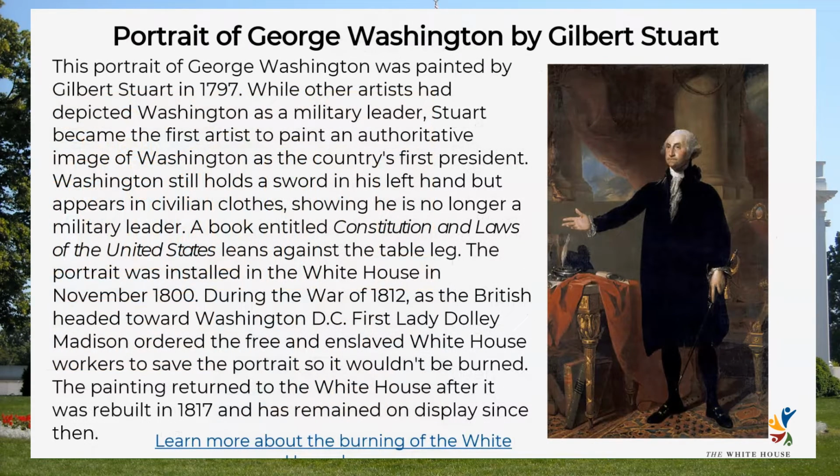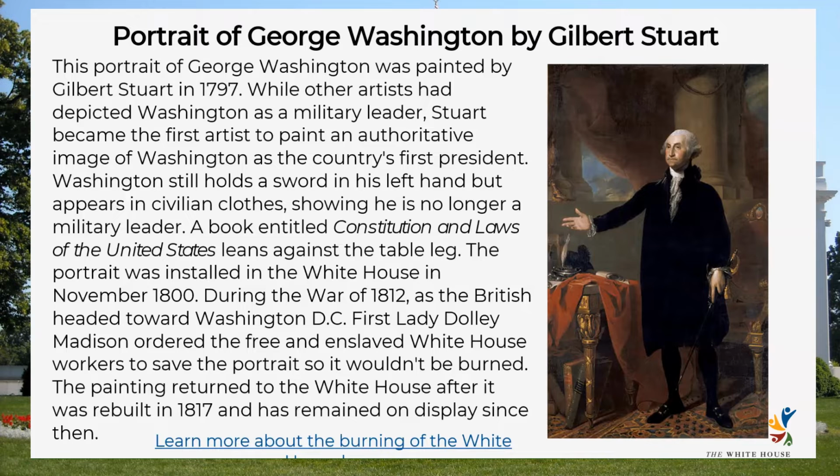Here is a portrait of George Washington. This portrait was painted by Gilbert Stuart. While other artists had depicted Washington as a military leader, Stuart became the first artist to paint an authoritative image of Washington as the country's first president. Washington still holds a sword in his left hand, but appears in civilian clothes, showing he is no longer a military leader. A book entitled Constitution and Laws of the United States leans against the table leg.